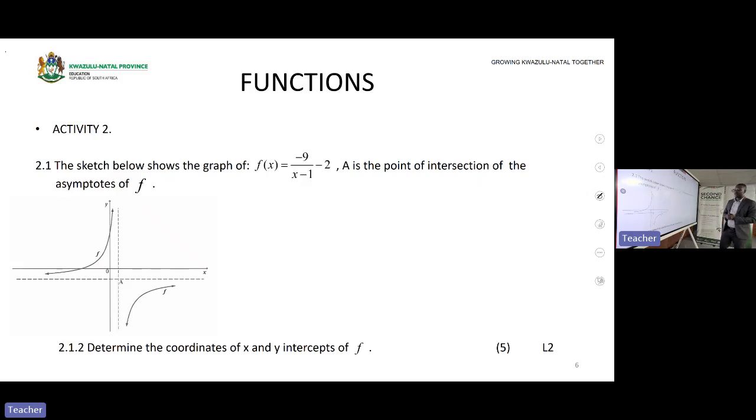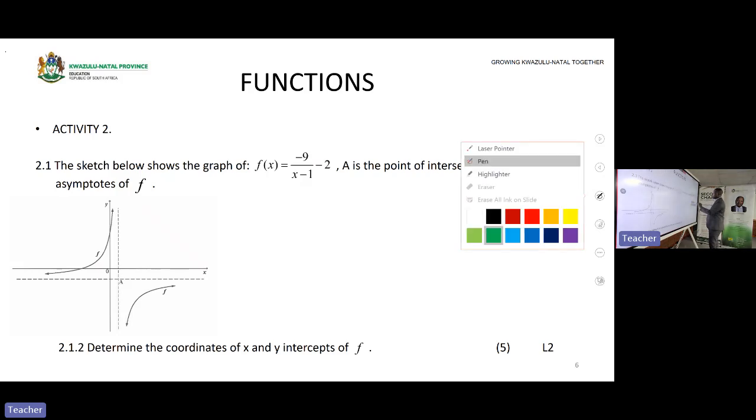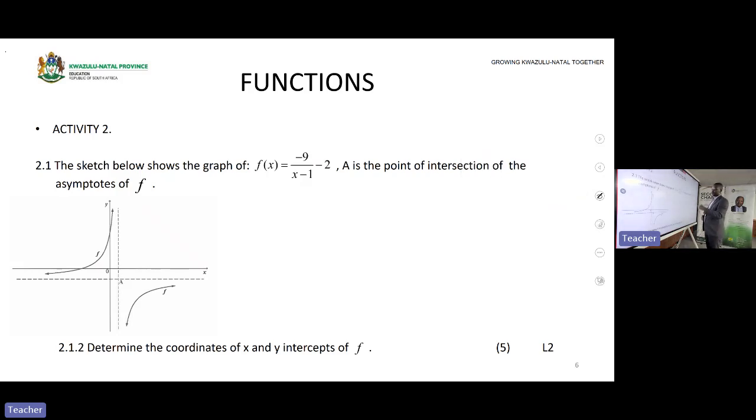Now let us move to 2.1.2. It says we must determine the x-intercept as well as the y-intercept of f. I think we have covered that even in our previous question when we were sketching the graph. Now they want us to determine this point where the graph cuts the x-axis and this point where the graph cuts the y-axis, which are our x-intercept and y-intercept.